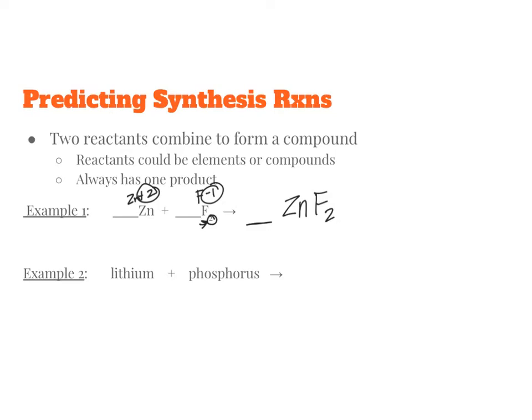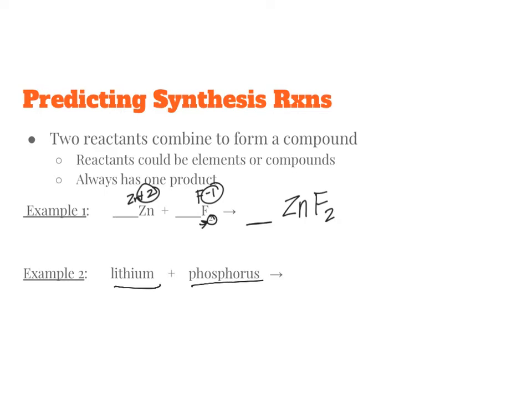Okay, so example 1 was given to you in that skeleton formula or the formula equation. For example 2, we are given words. So that means that we're going to have to complete the word equation, and then from there, we're going to have to write out the actual equation. So here, I have lithium and phosphorus. Right off the bat, once again, I have a metal and a non-metal, so I know I'm going to be creating an ionic compound.